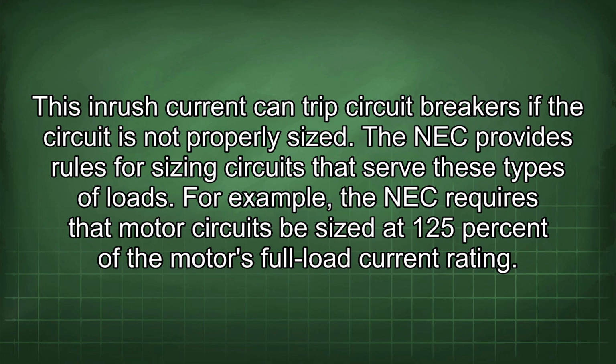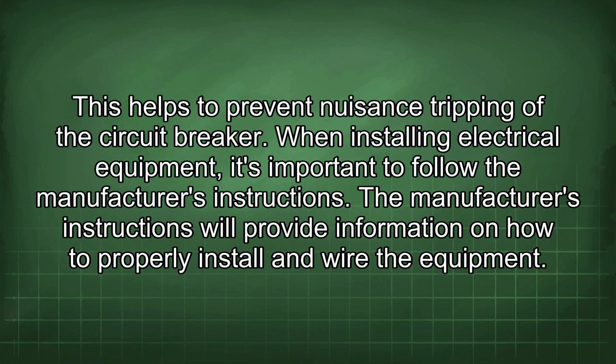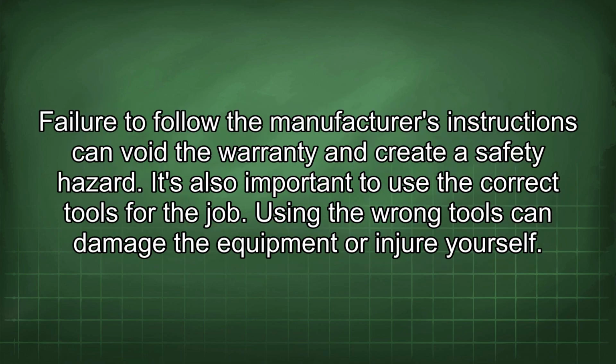For example, the NEC requires that motor circuits be sized at 125% of the motor's full load current rating. This helps to prevent nuisance tripping of the circuit breaker. When installing electrical equipment, it's important to follow the manufacturer's instructions. The manufacturer's instructions will provide information on how to properly install and wire the equipment. Failure to follow the manufacturer's instructions can void the warranty and create a safety hazard.